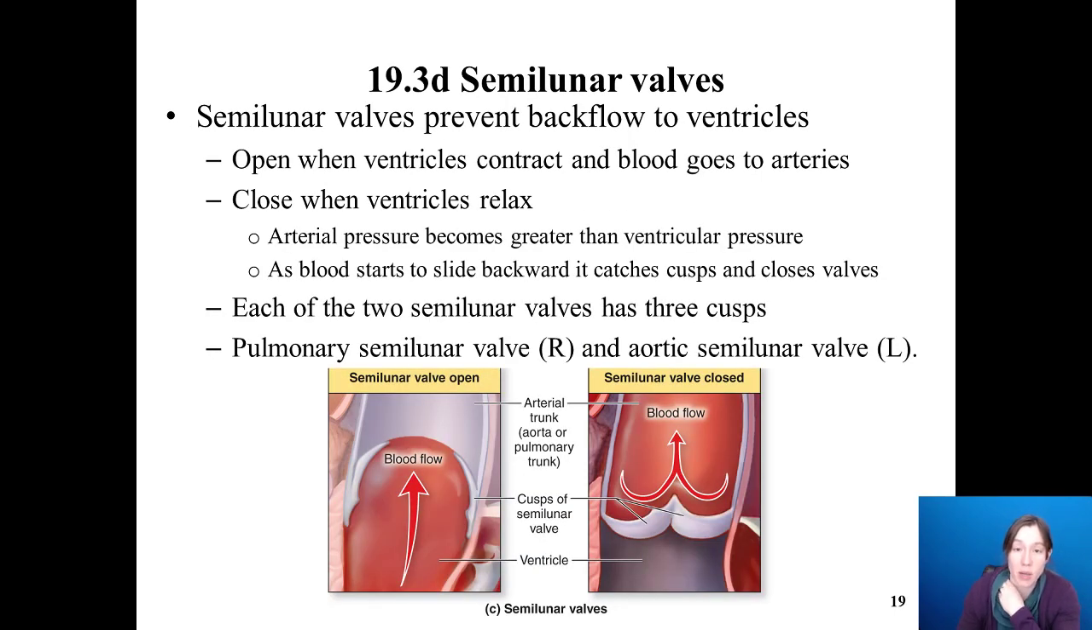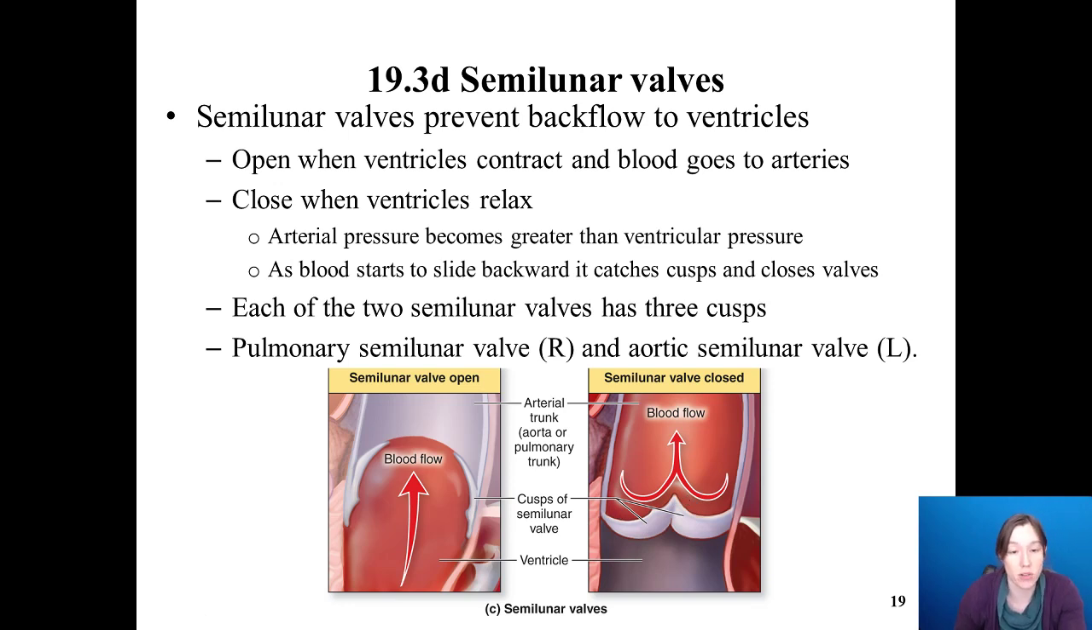Then we have the semilunar valves, and the semilunar valves prevent backflow into the ventricles. They're open when the ventricles contract and blood flows through them into the vessels, and they're closed when the ventricles relax. When the ventricles relax, the arterial pressure is going to be greater than the ventricular pressure, right? So the blood is going to want to flow backward, but these semilunar valves are going to snap shut and stay closed, so the blood cannot go back into the heart and stays in the vessels.